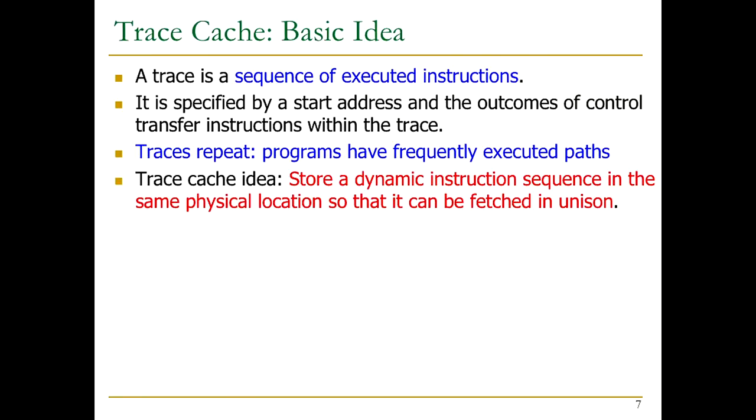And the idea of trace cache is to store a dynamic instruction sequence in the same physical location so that it could be fetched in unison. Basically, if you're doing A, B, D, A, B, D, store all of that sequence in the same physical location. We don't do that in current iCaches, right? A is stored in some place, B is stored in some other place, D is stored in some other place today. Instead, we're going to combine this dynamic sequence and store it sequentially in a single cache block.